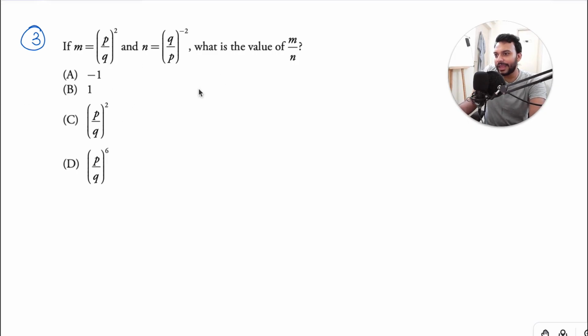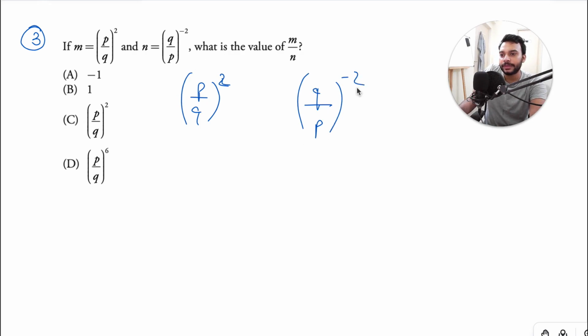So m is p over q squared. There's nothing more to be done in this expression yet. In n we can do something. Q over p raised to the power negative 2. The negative power can be changed into positive. Let's see what expression we get. So if a raised to the power negative b is written, we write that as 1 upon a raised to the power b. Similar to this, we'll write 1 upon q over p raised to the power 2.